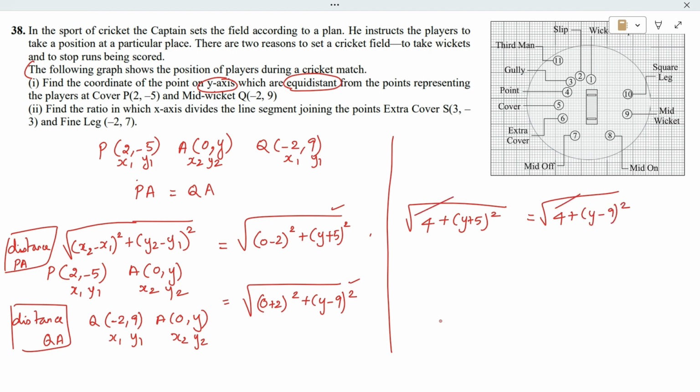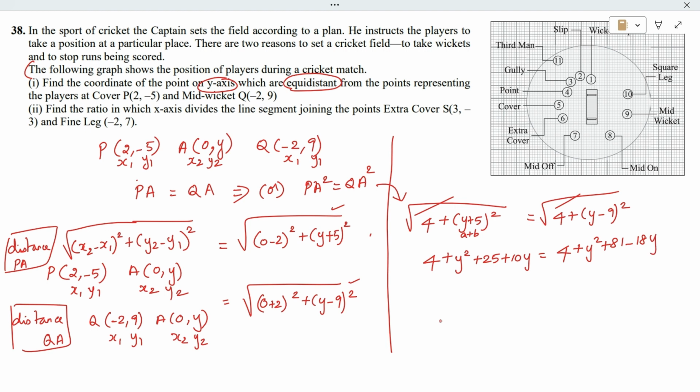Cancel the square root on both sides. So here itself you can do it another way. If you square on both sides, automatically the roots will get cancelled. So you can make it as PA square is equal to QA square. So it is easy for you to simplify. Okay, so that is equal to 4, and I'm expanding with the (a plus b) the whole square identity, which is y square plus 25 plus 10y is equal to 4 plus y square plus 81 minus 18y.